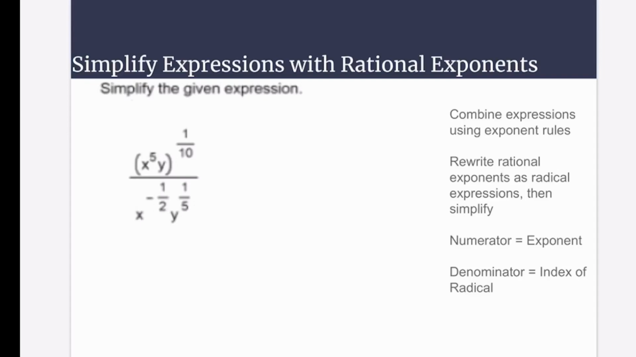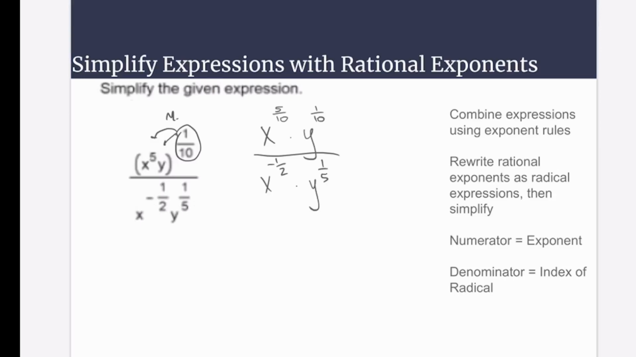In our numerator, that's a power to a power. So we take this 1/10 power outside our parentheses, and we are going to distribute, which means we are going to multiply this to our exponents. So our numerator would change to x to the 5/10 times y to the 1/10. We can simplify the 5/10, I'm just going to leave it like that for now. The denominator is going to be x to the negative 1/2 times y to the 1/5.